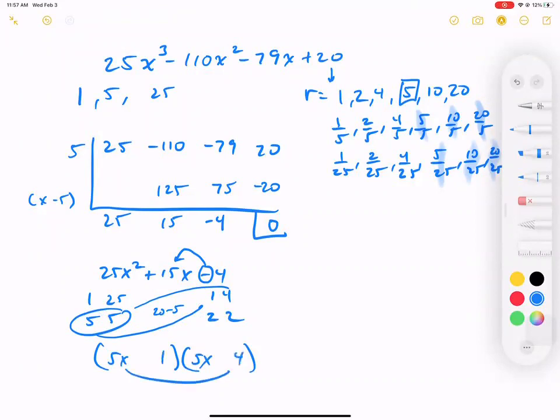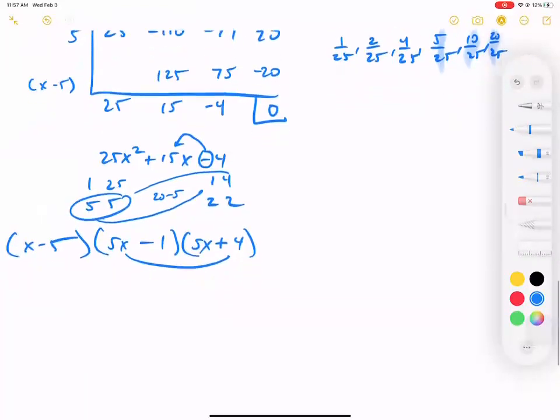4 and 1. Who needs to win the positives? So the 4 will be a positive because 4 times 5 is the 20. I need that to be positive. And the negative is going to be that. Okay, so our terms are x minus 5, 5x minus 1, and 5x plus 4.